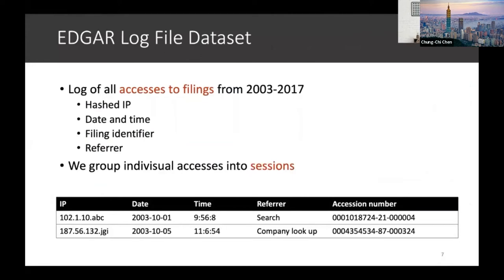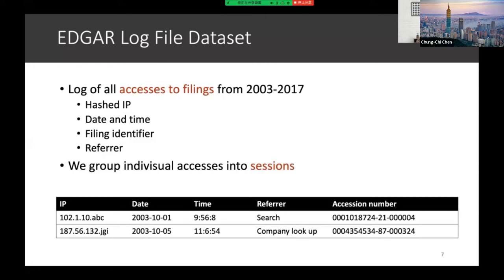The SEC has made publicly available a large data set, which we call here the Edgar Log File Dataset, or Edgar LFD, that records the accesses to filings from 2003 to 2017. So every access to Edgar filings has been recorded in this data set. Each record in the data looks like these examples that I have given here, which consist of a hashed IP address, a date and a time for the access, where the access is initiating from or the referrer, and an identifier which shows which filing is being accessed.